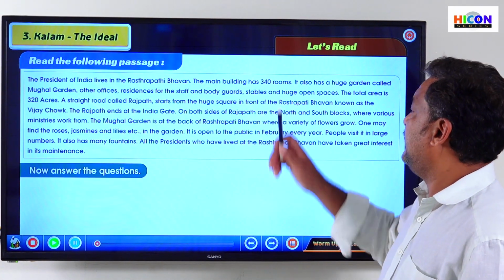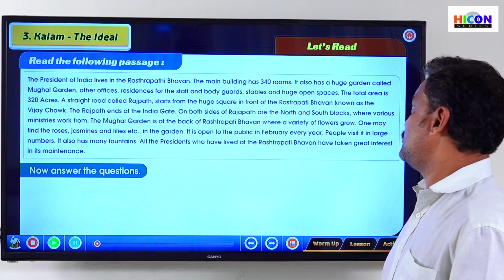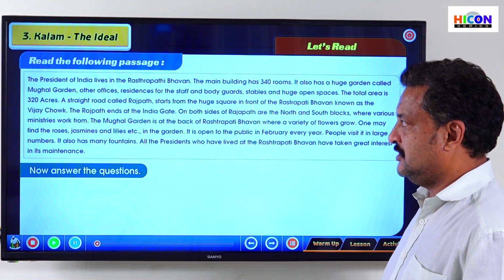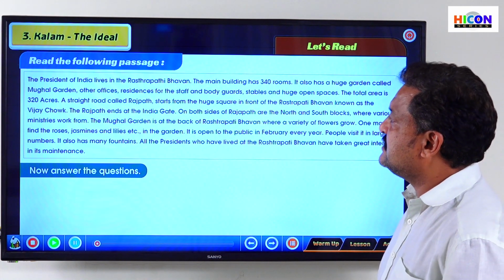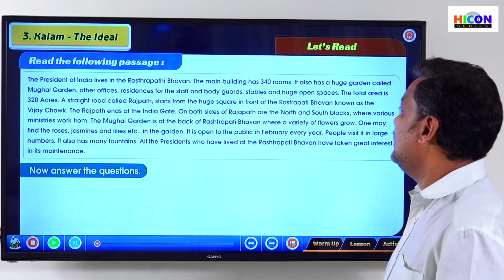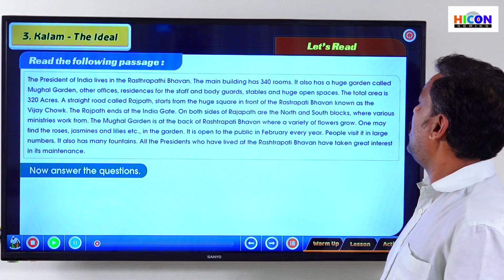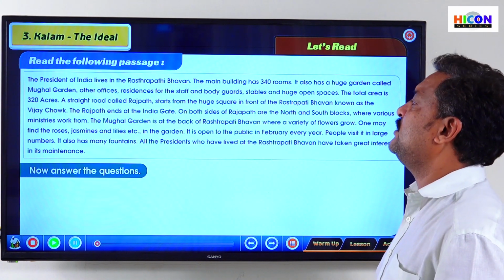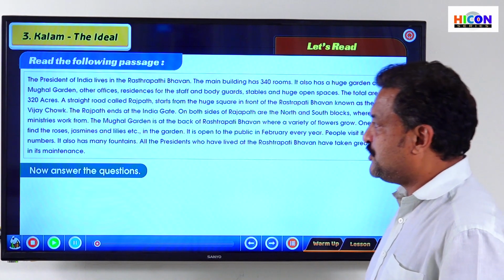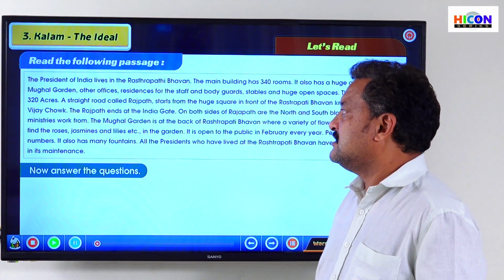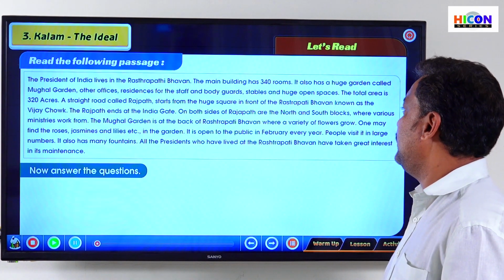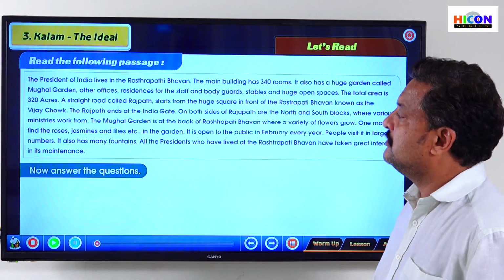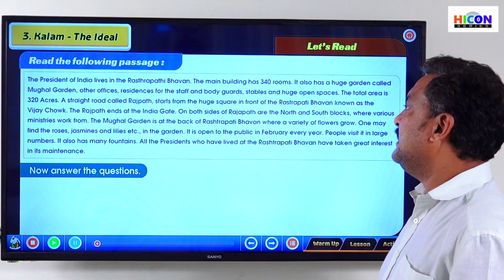The main building has 340 rooms. It also has a huge garden called the Mughal Garden. Other offices, residences for the staff and the bodyguards, stables, and huge open spaces. The total area is 320 acres. The straight road called Rajpath starts from a huge square in front of the Rashtrapati Bhavan known as the Vijay Chowk. The Rajpath ends at the India Gate.